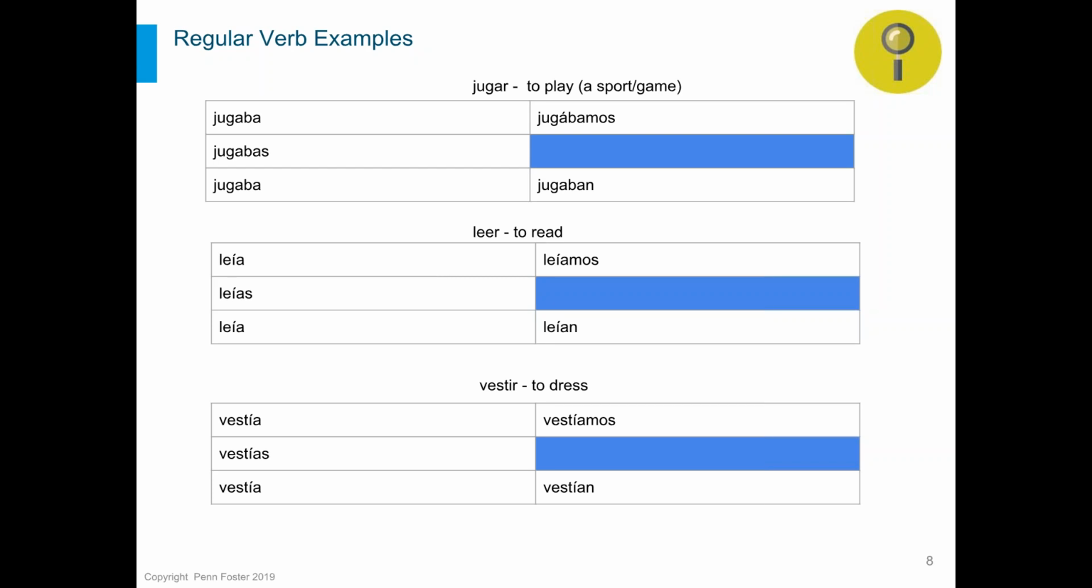In the middle, ER example, leer, the verb to read. Remove the ER, add your endings that begin with the letter I with an accent. And remember that accent is on every person for the ER-IR chart. And vestir, the third example, an IR verb, has the same endings as the middle example. They are shared. Vestir is to dress. Vestía, I was dressing, and so on and so forth.